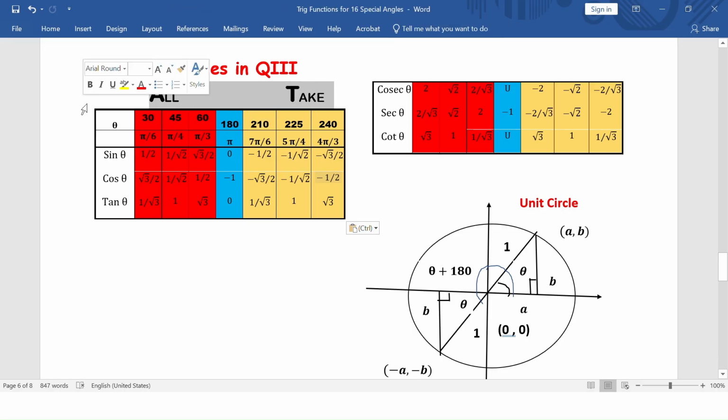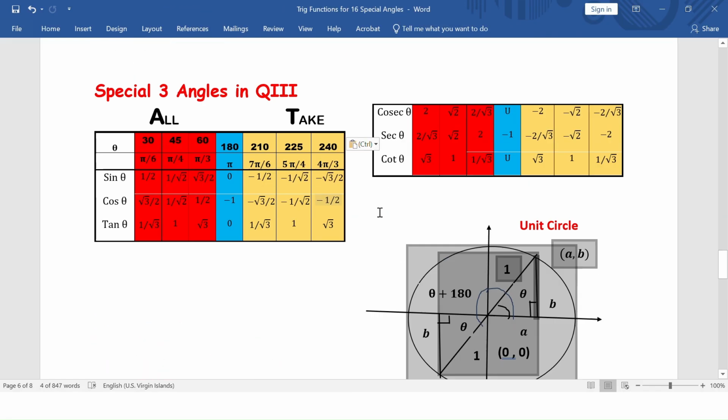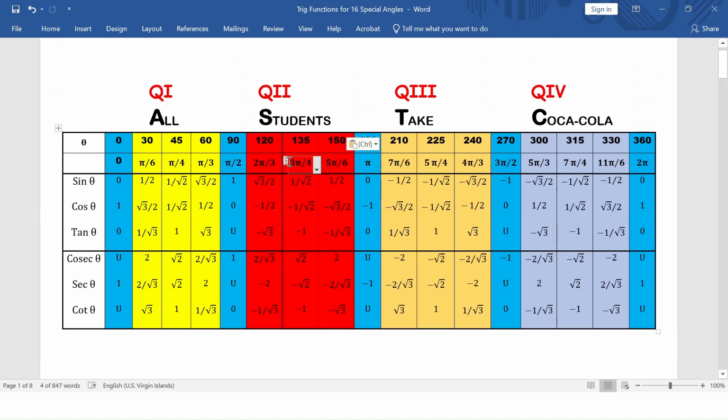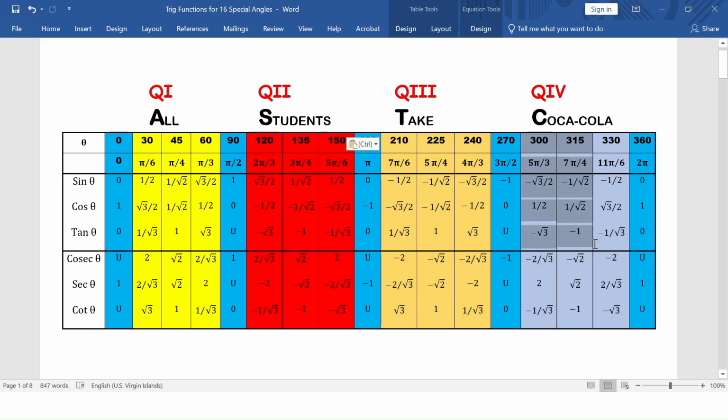Alright, then let us go finally to quadrant number 4. Because we've done quadrant number 1, quadrant number 2, which is students, then take quadrant number 3, the last one is quadrant number 4, which is the Coca-Cola, or the chips, or the chemistry. So all students take Coca-Cola in quadrant 4. Okay, 360 already said that it will repeat the 0 after 2 pi, revolution 1 where n is 1. You can have it again at 720, at 7,200, whatever, it will be repeating on the same 0. Or any other angle here, if you add 270 to 360, or go clockwise, you'll be coming back to the same angles already said.